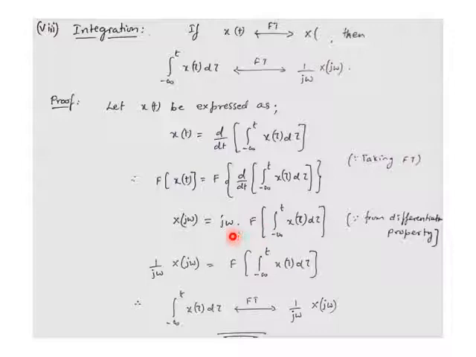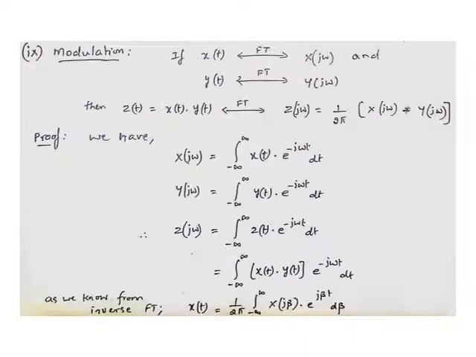Further simplification we can do, but I'll just take j omega to the other side. So 1 by j omega into x of j omega is equal to the Fourier transform of the integration from minus infinity to t of x of tau d tau. So we received the answer: if I take the Fourier transform of the integration of x of t, I get 1 by j omega x of j omega, hence the proof for the integration property. This is how we finish the integration property for the Fourier transform.